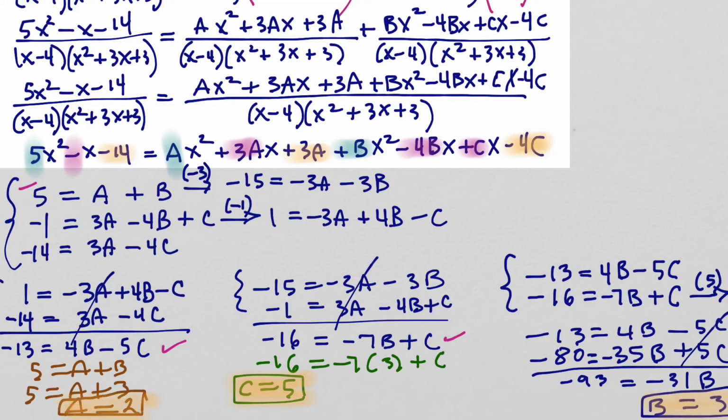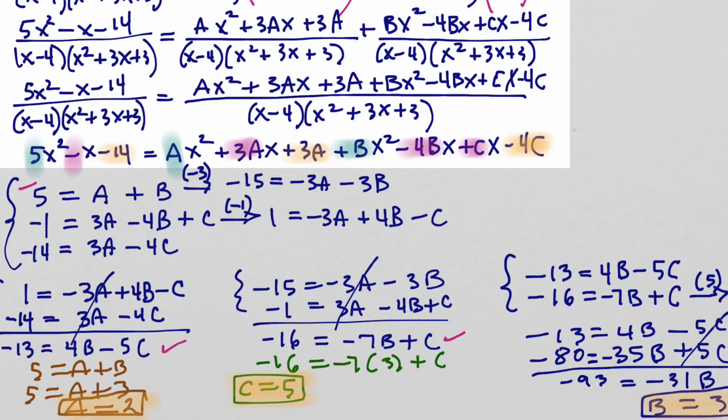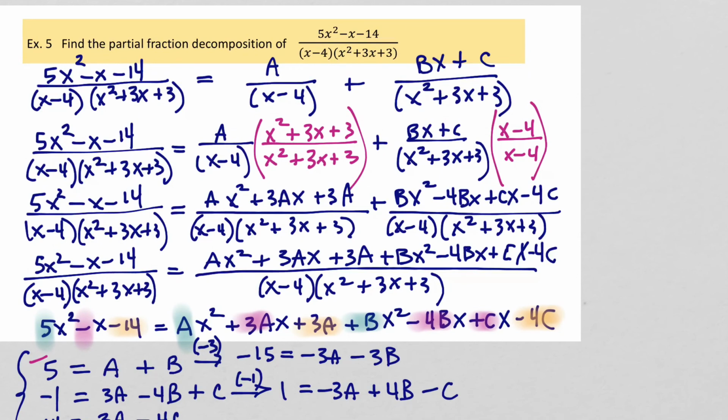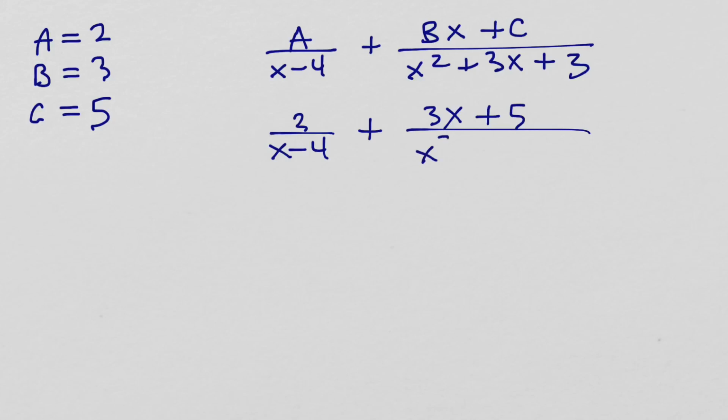All right, so let's write that on another page so we have some room to wrap it up. So there it is. A is 2, B is 3, C is 5. Now we need our original setup up top here. So we need A over x minus 4 and bx plus c over x squared plus 3x plus 3. So let's write that on our new page. There's our setup. Now we'll just plug in our constants. So 2 over x minus 4, B is 3, C is 5, over x squared plus 3x plus 3.